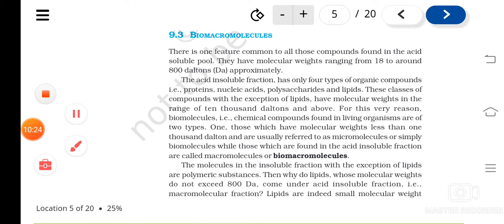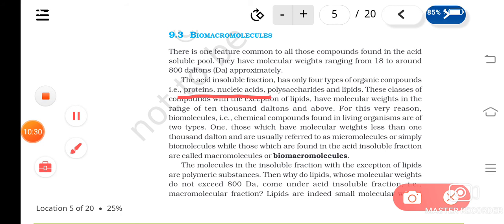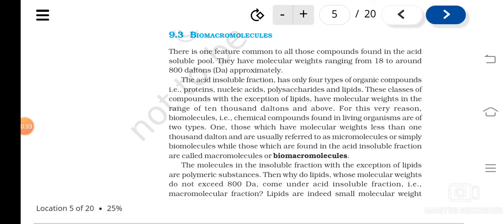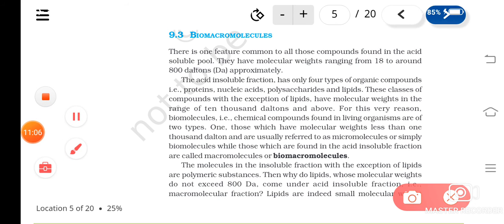So the acid insoluble fraction has four types of organic compounds, that is proteins, which we have already studied, isn't it? Proteins, nucleic acids, polysaccharides and lipids. I told you lipids have a molecular weight in the range of 10,000 Dalton and above. For this reason, biomolecules, that is chemical compounds found in living organisms, are classified into two types. What are they? Those with molecular weight less than 1000 Dalton are considered micromolecules.